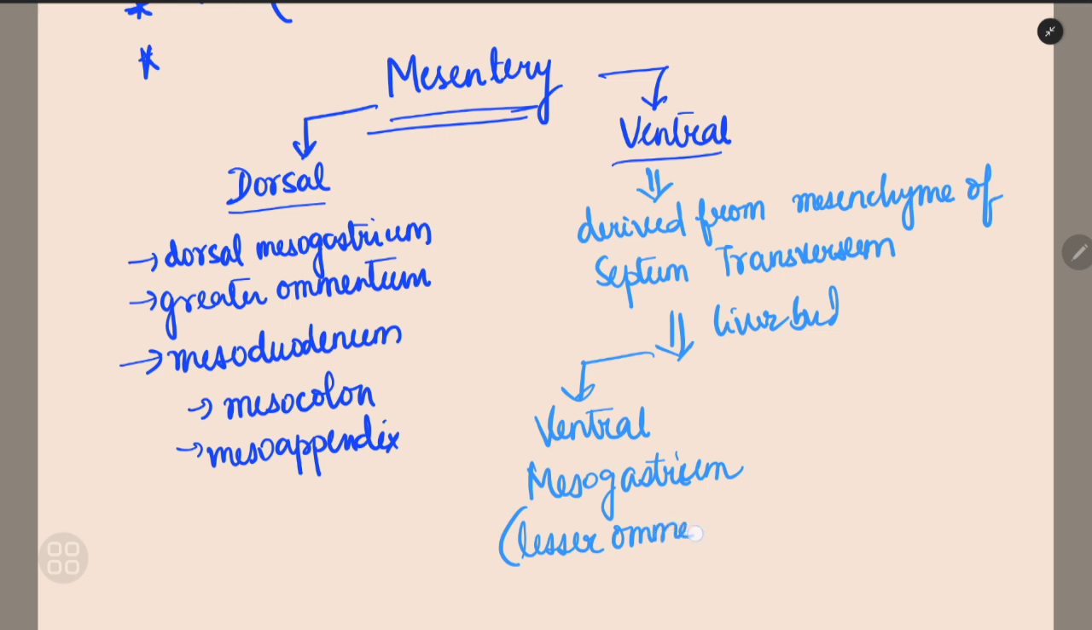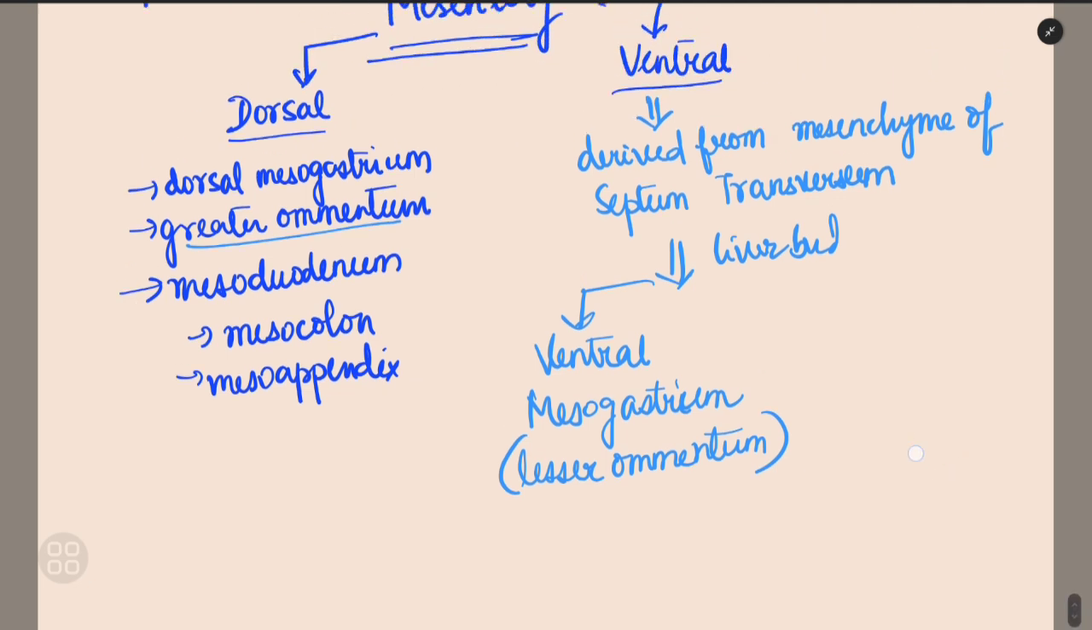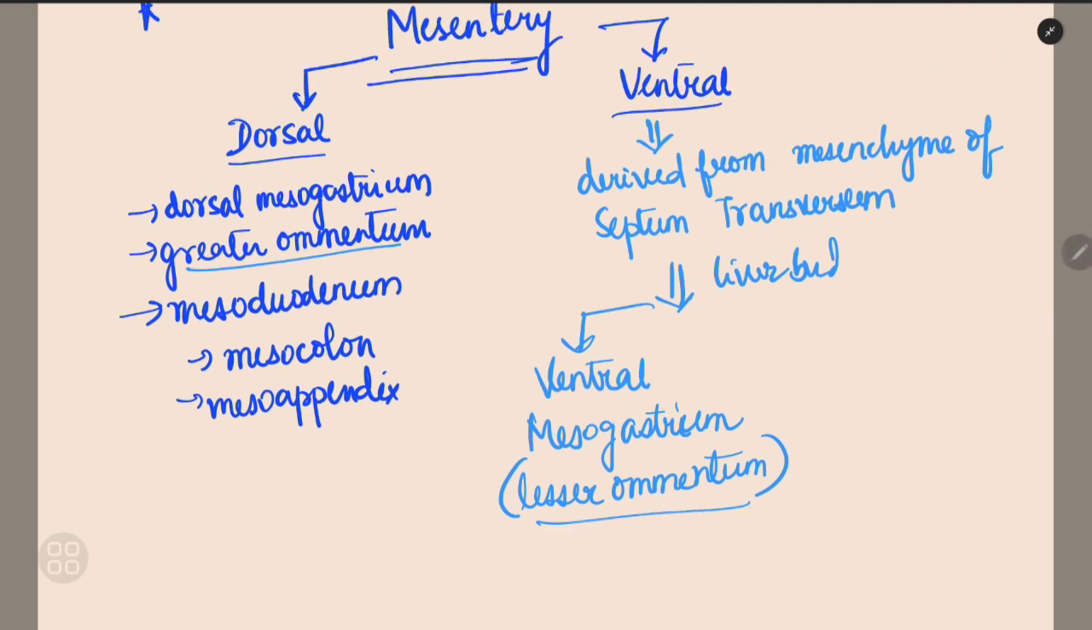These omenta are basically folds of peritoneum covering the stomach. So here we have the dorsal greater omentum, which is a part of the dorsal mesentery, and from the ventral mesentery we have the ventral mesogastrium or the lesser omentum, which will be extending from the stomach to the proximal part of the duodenum and also to the liver.